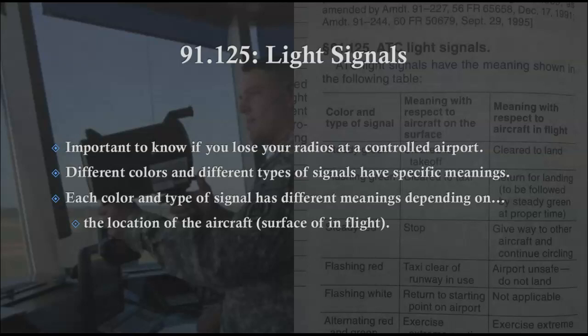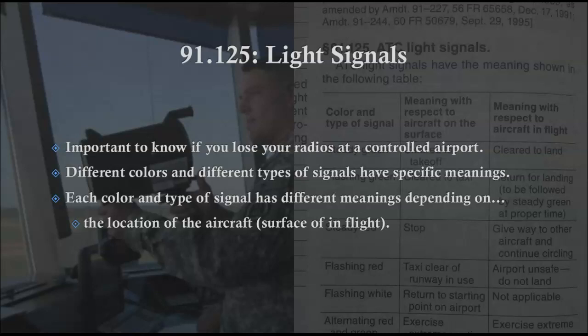Part 91.125 lists the different light signals that the control tower may use if you should lose your radios at a controlled airport. So it's important for you to know these light signals just in case you should lose your radios while you're flying at a controlled airport. The different colors signify different meanings.